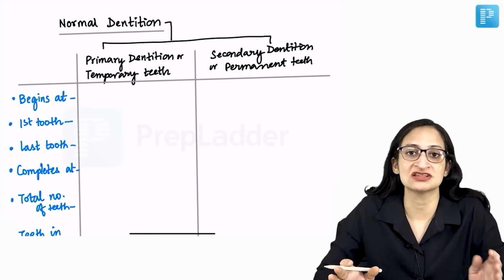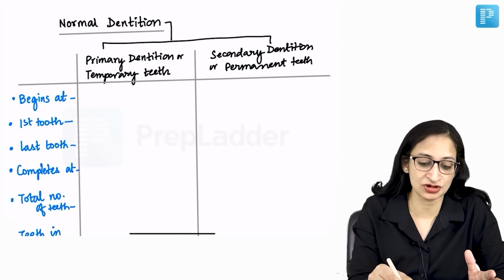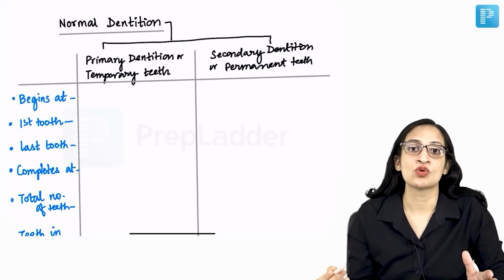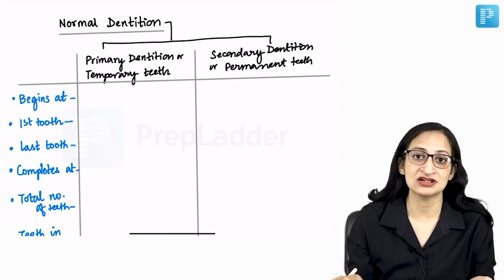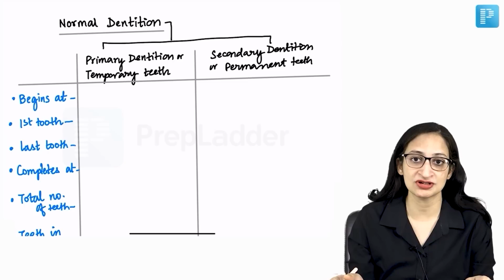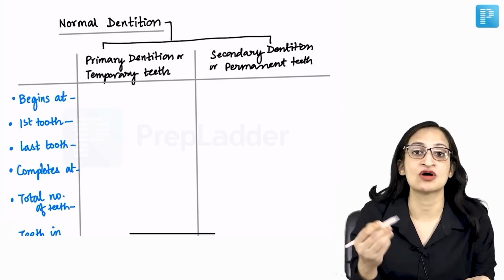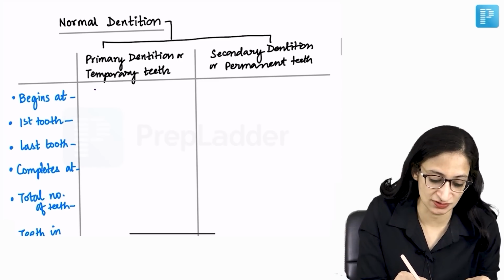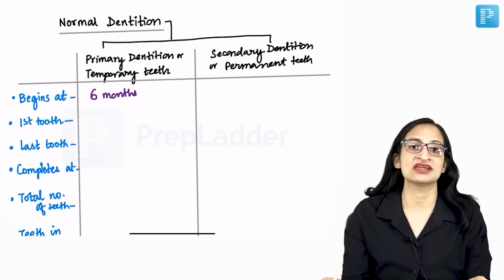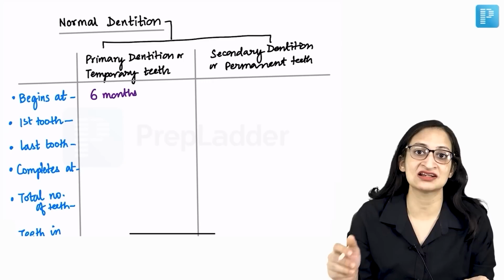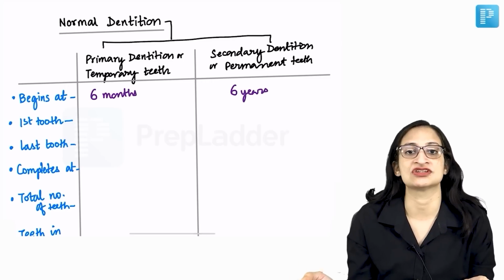Normal dentition in children: we said there is a primary dentition and a secondary dentition. The primary dentition, or temporary teeth, also known as milk teeth, while secondary dentition is also known as permanent teeth, right? Now the appearance of temporary teeth or milk teeth begins at around 6 to 7 months of age, while the eruption of permanent teeth begins at around 6 years of age.